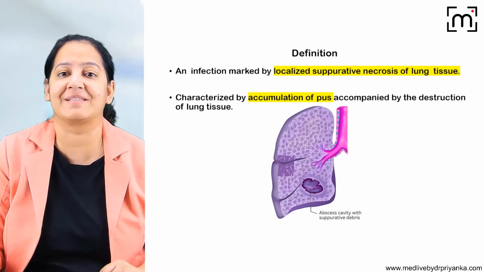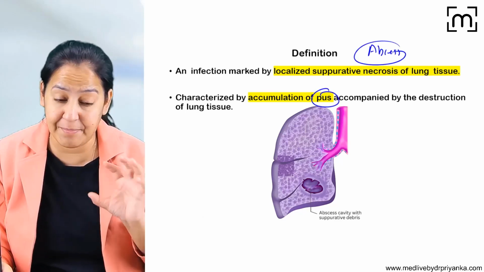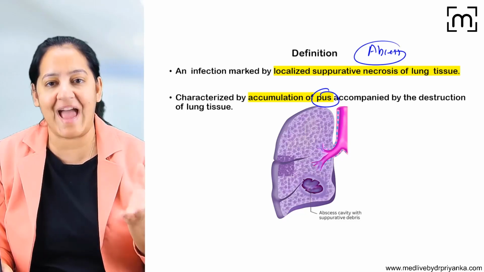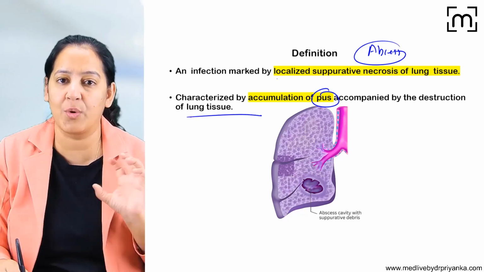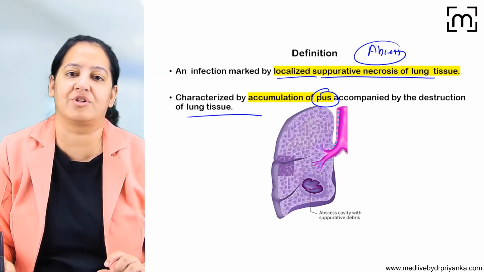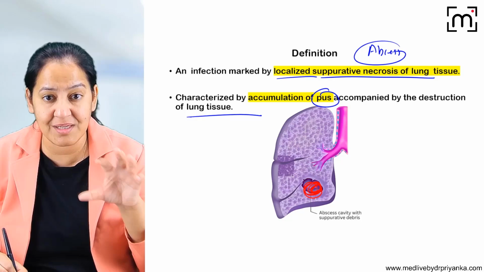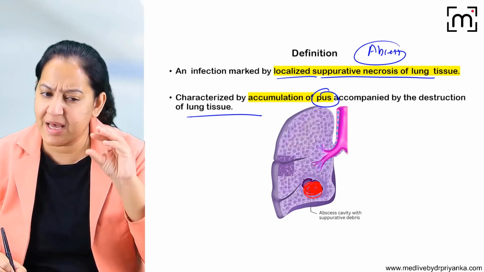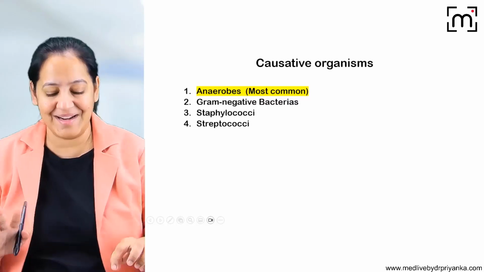What is lung abscess? An abscess anywhere in the human body means the accumulation of pus in that particular tissue. So lung abscess is the accumulation of pus inside the lung tissue. There is a localized suppurative necrosis of the lung tissue. So there is a collection of pus, a bag of pus, a small focus of pus in the lung tissue, that is known as lung abscess. So that is the meaning of lung abscess.